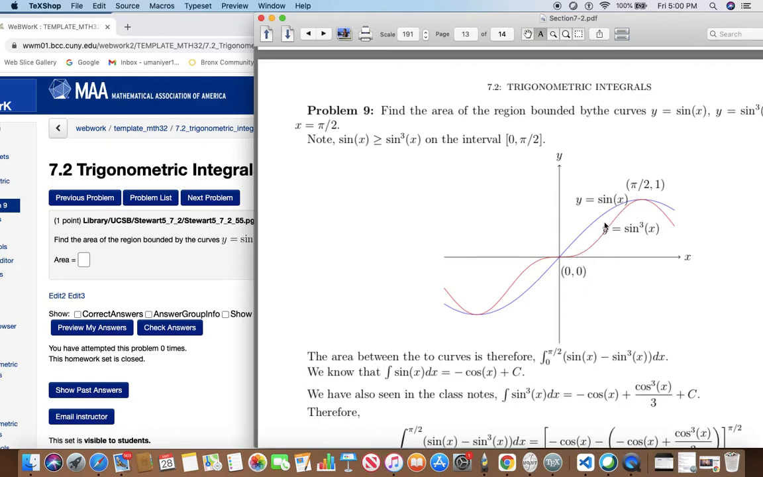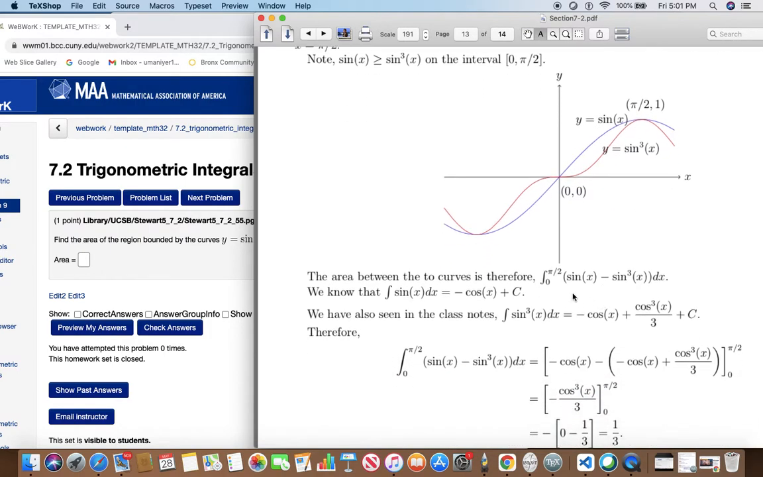How do you find this area? This is something we learned long ago in this particular course. Area under the blue curve minus area under the red curve from 0 to pi over 2. So it is a definite integral, integral 0 to pi over 2. The top curve is sine minus the bottom curve is sine to the power 3. Integral of sine is simply negative cosine x plus constant of integration.